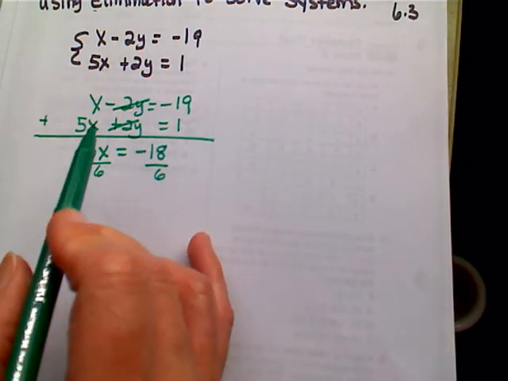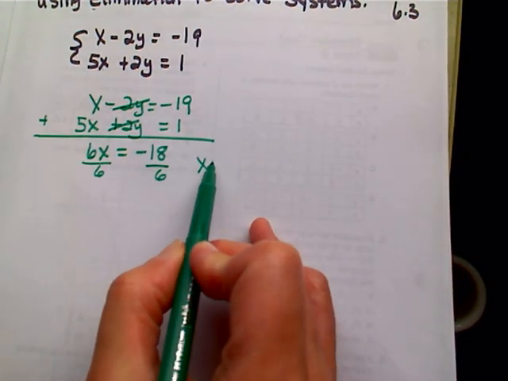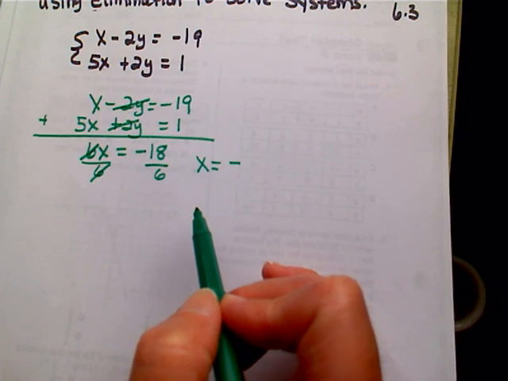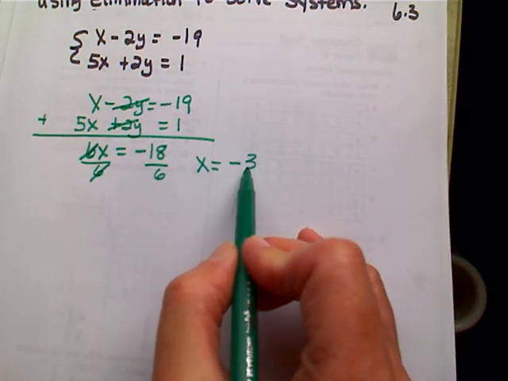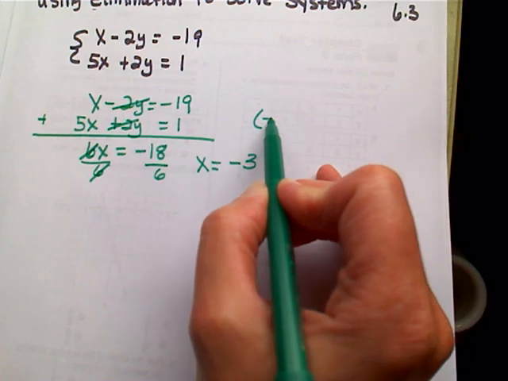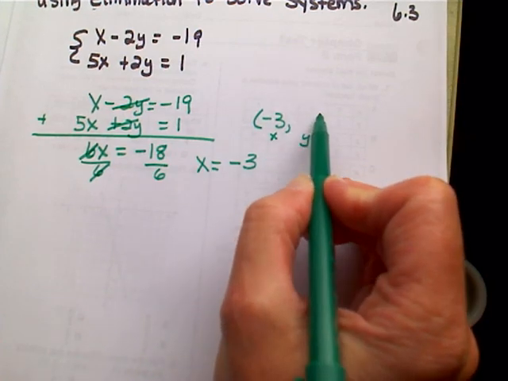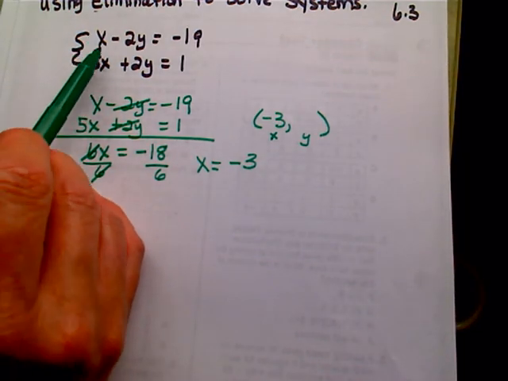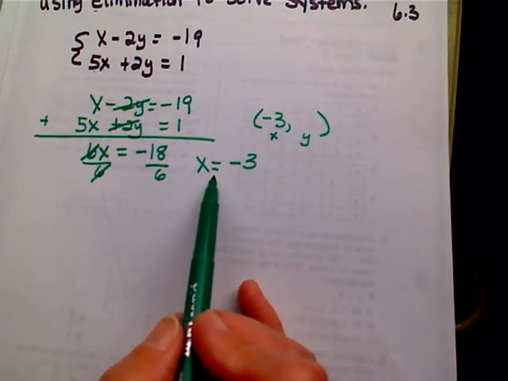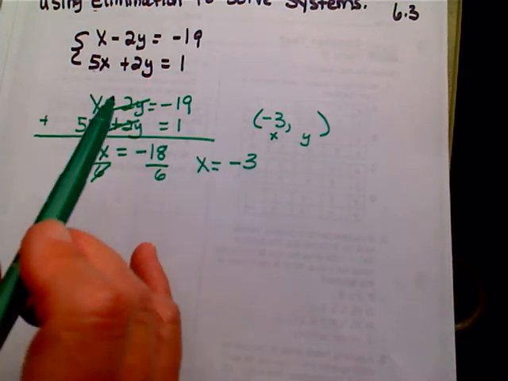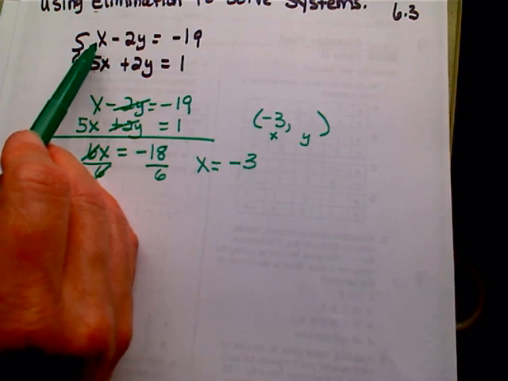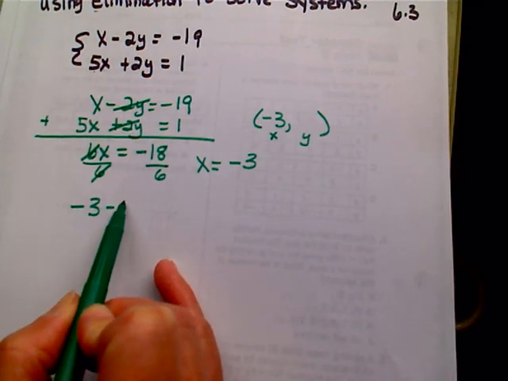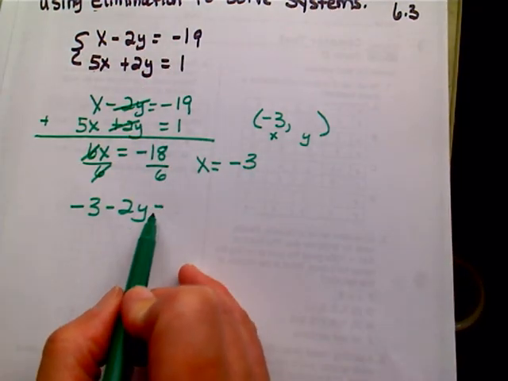Since I've isolated just the x, now I can clearly see that the value of x is negative, because my negative and my positive make a negative, and 18 divided by 6 is 3. So far in my ordered pair, I have negative 3 for my value of x. Now I have to find the value of y. I can do that by going back into either of the original equations, it does not matter which one, and plugging in the value of x to solve for y. So I'm just going to take the very first one. So I have x is negative 3, minus 2y equals negative 19.